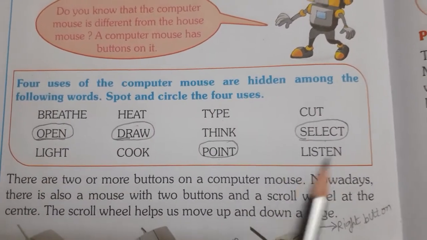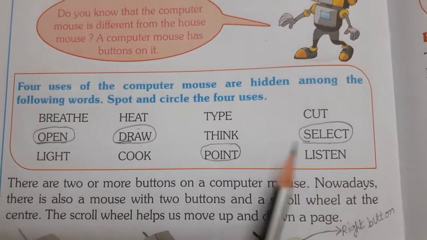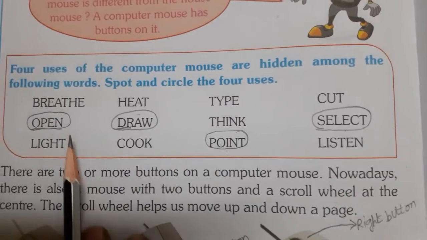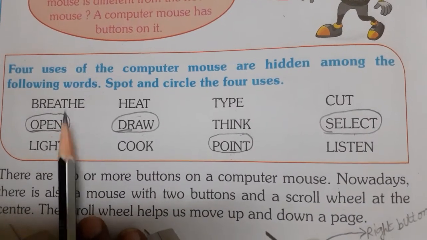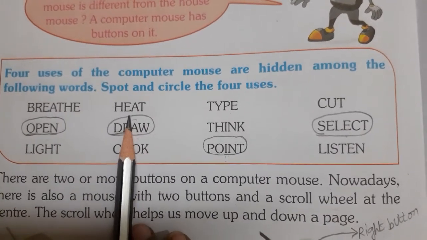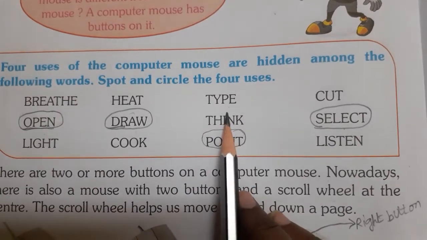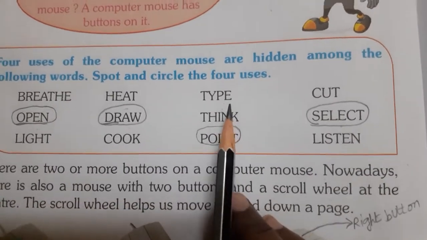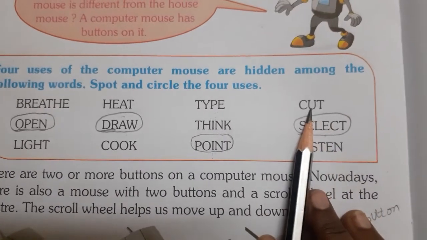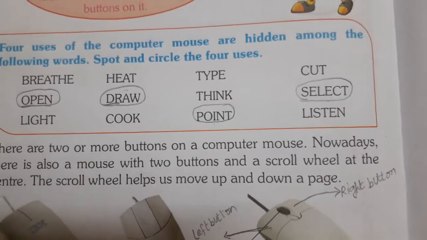Here so many actions are given. Now we have to identify which ones the mouse will do and which ones the mouse will not do. Breathing, the computer mouse should not breathe, no. Heating, no. Typing, we should not use the mouse for typing, no. We will use the keyboard for typing. Cut, also we should not do cut.